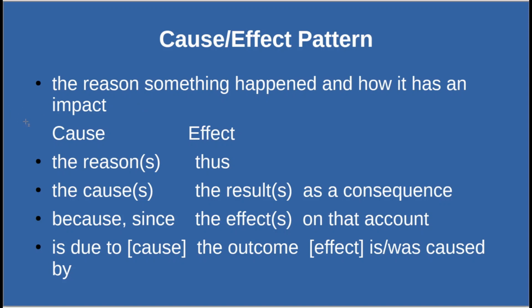So down here in this little two columns right here, we have our causes and effects, the type of terms that are used. So the reason, and then the term that might be used is thus. The cause or causes, and the result is as a consequence, etc. So because, and then the effect on that account or whatever, these are phrases you might see. But it's better to look at this within the context of an example.